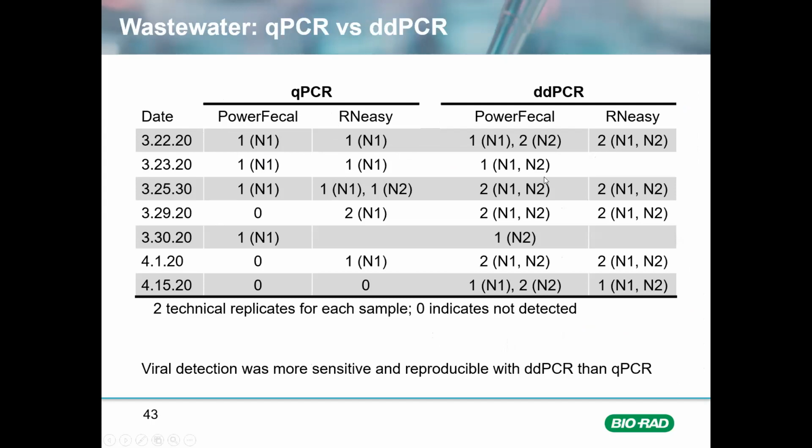And they did technical duplicates for both N1 and N2. But what you can see here is that in pretty much all cases, ddPCR was much more consistent at being able to identify the presence of N1 and N2, as well as being able to identify it in both technical replicates, where qPCR was much more sparse. So overall, more sensitive and reproducible with ddPCR than qPCR.